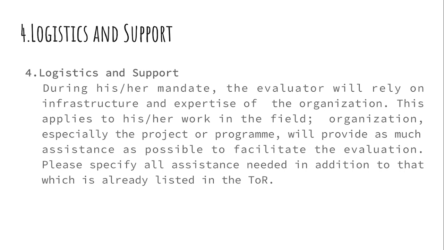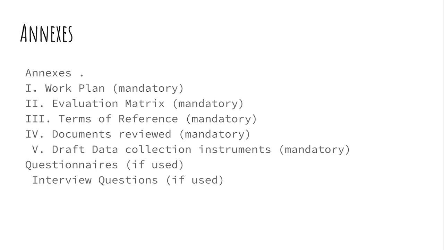So it's under this section where you indicate all that you may need and any other people you may need to support you in the evaluation who are coming from the organization. So this is based on the organization infrastructure and expertise. Then we have, after that, the annexes, which you are supposed to attach.